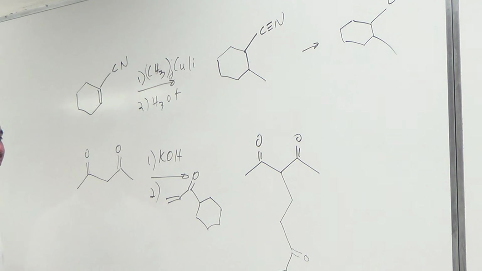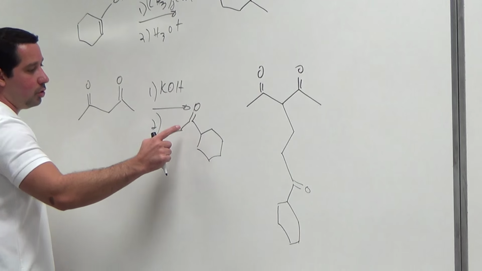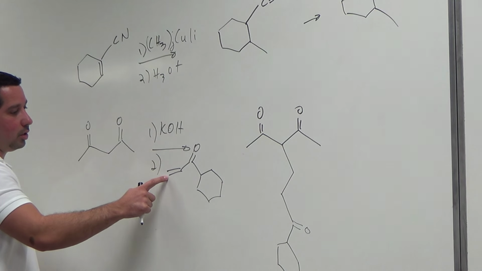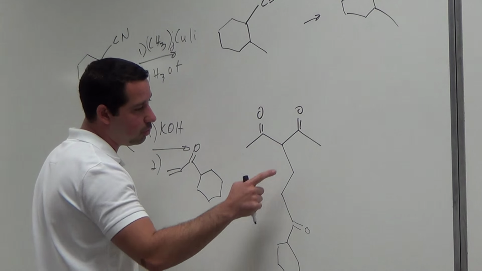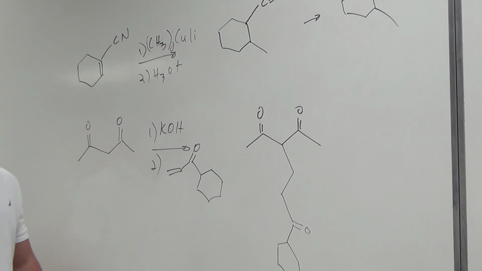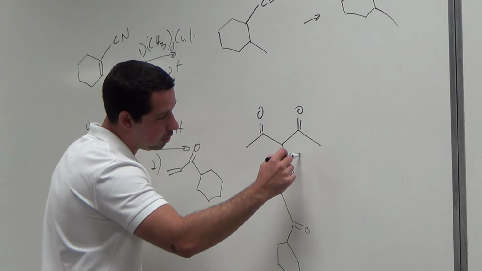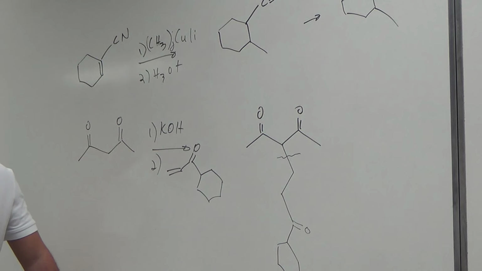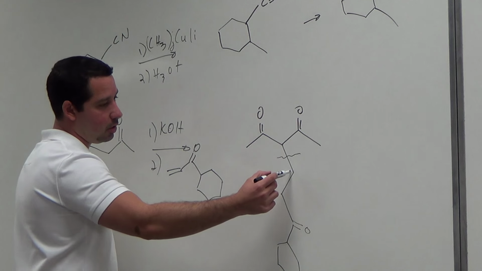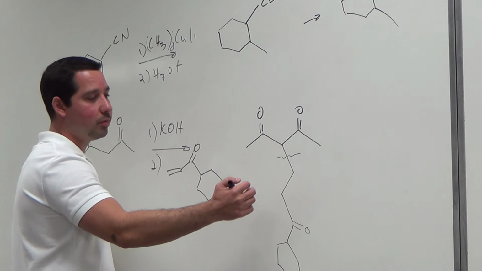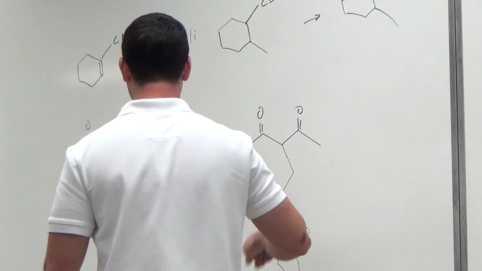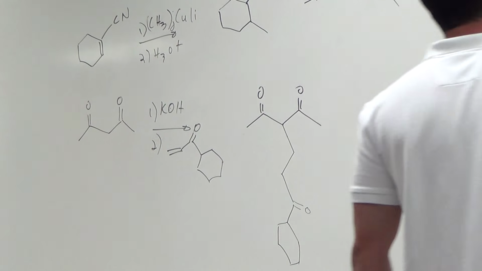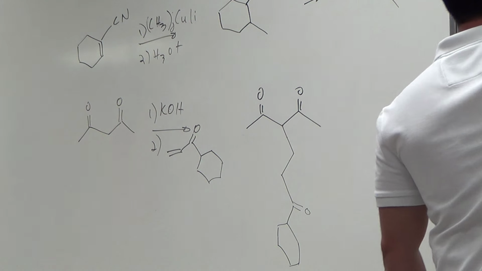Okay, let's count. 1, 2, 3, and 4. Yes or no? If we were to cut this, what would we form? We form the double bond here, yes? So that's correct. I made a mistake. Very good in catching it. Let's see if we can make another one.